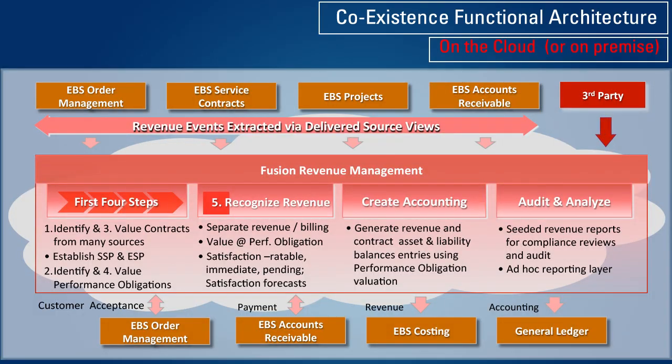Along the bottom, you'll see that we're writing back and reading from EBS Order Management, EBS Accounts Receivable, EBS Costing for the matching, and General Ledger. EBS GL and EBS SLA is what that means.